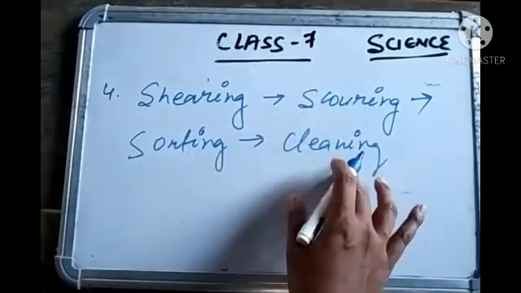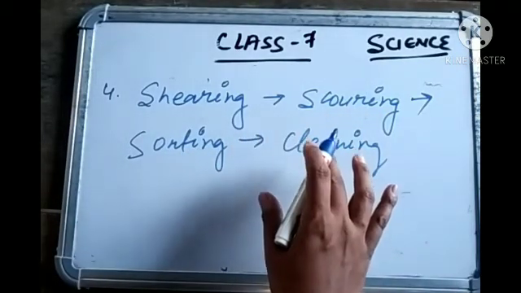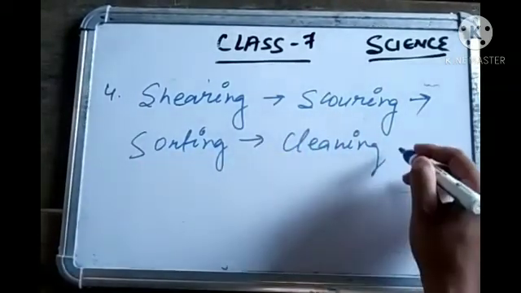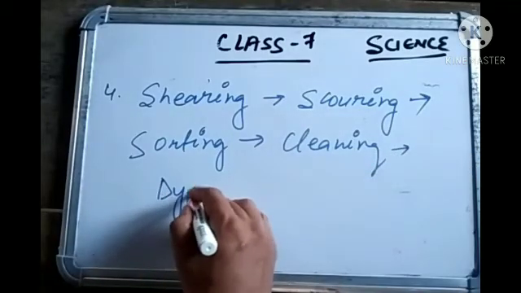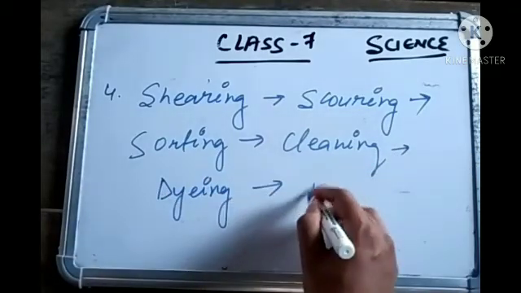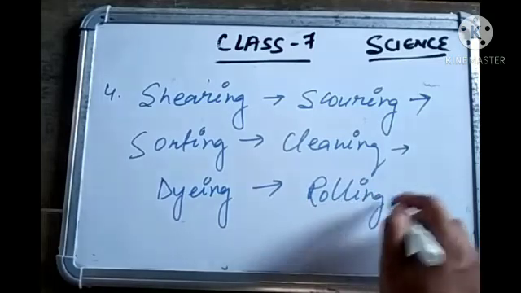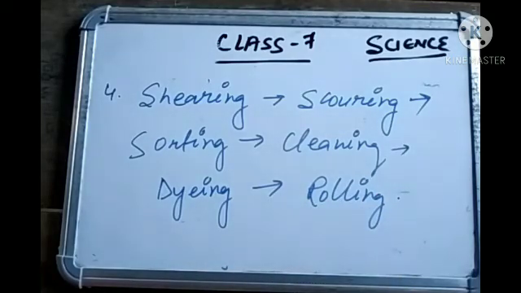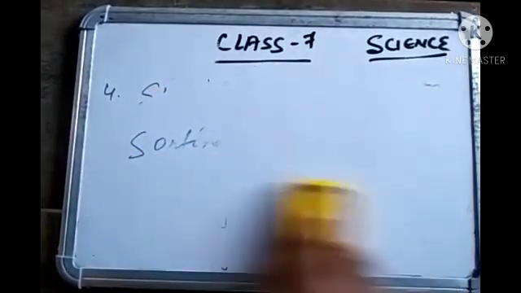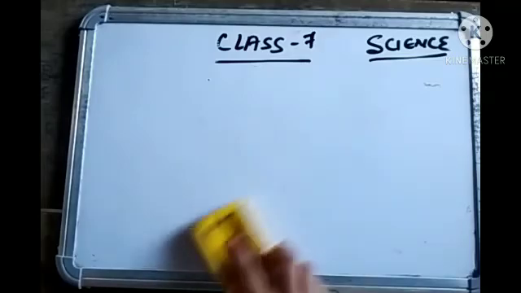Shearing, scouring, sorting, cleaning, then dyeing. Then the last one is rolling. We have discussed in detail these steps in today's lecture, and we have discussed occupational hazards also, about the sorter's disease. So these are the points we have discussed in today's lecture.